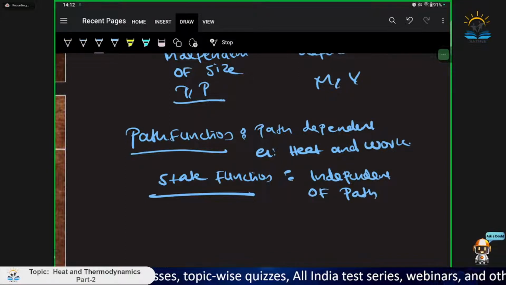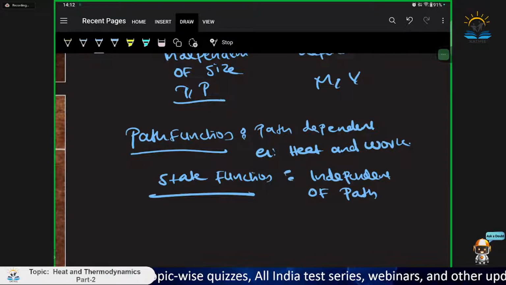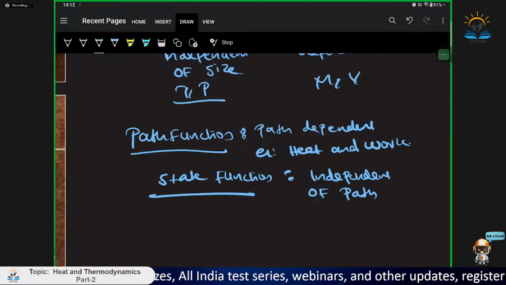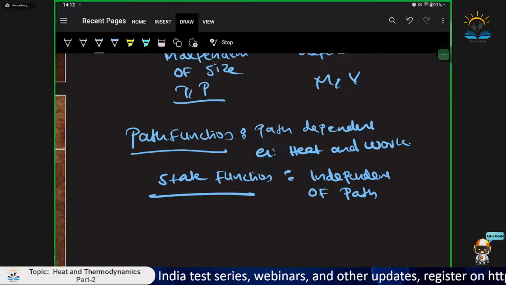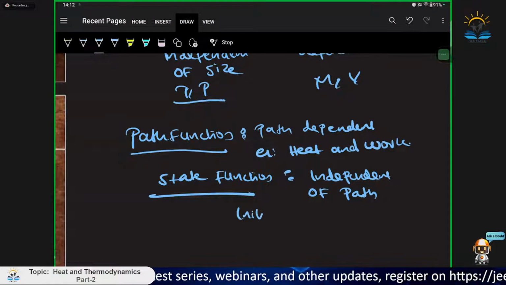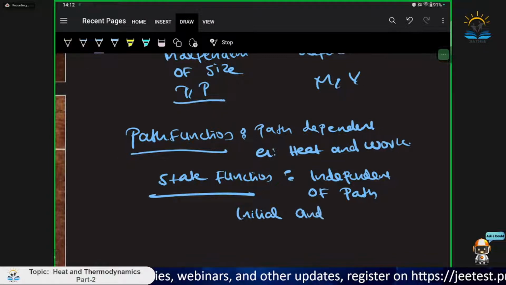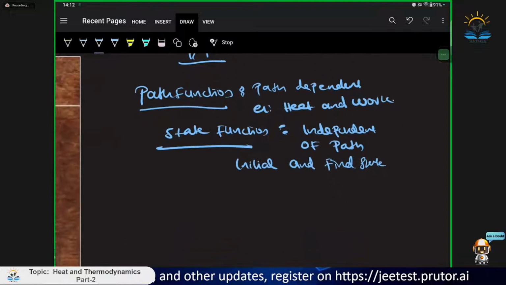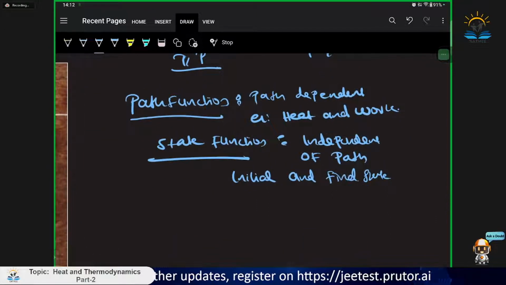That means these functions or these variables do not depend on the path. Instead, they depend only on the initial and final state. Examples: internal energy, volume, pressure, temperature, etc. I hope everyone understands.